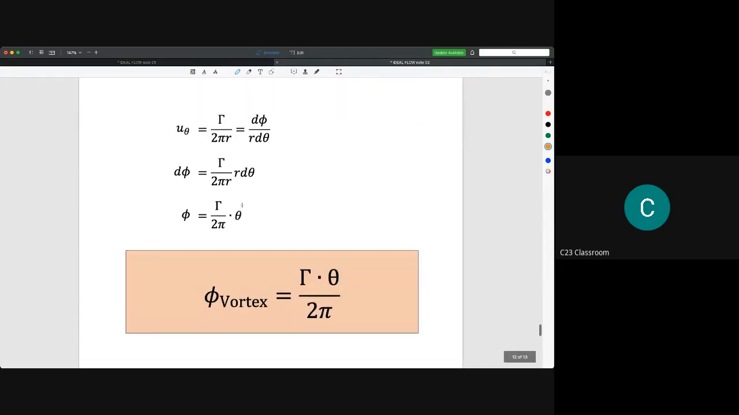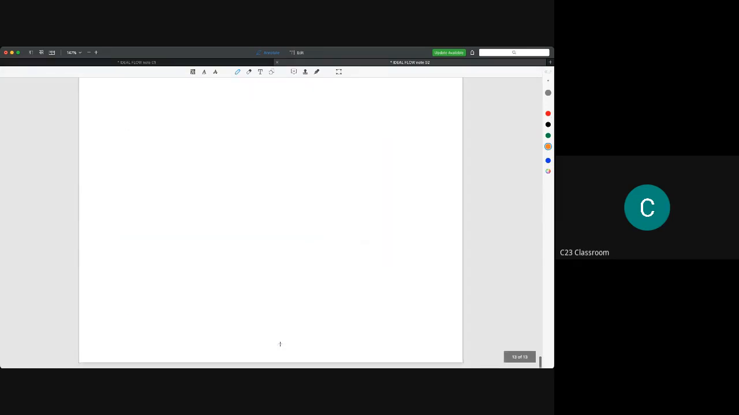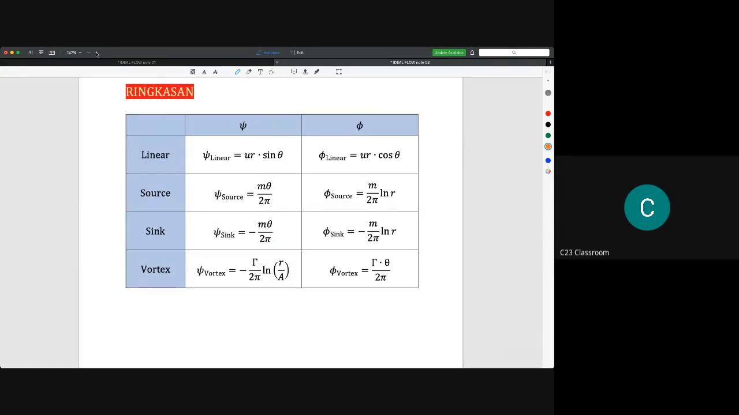So dan seterusnya kita mengira nilai phi. Oleh itu kita dah daripada pengiraan di atas we could say that U theta is equal to gamma over 2 pi r, and then from Cauchy-Riemann equation we could equalize with this term, and if we integrate both sides, so finally we could have phi or velocity potential for vortex is equal to gamma theta over 2 pi. Okay, so finally, this is the conclusion of this one.